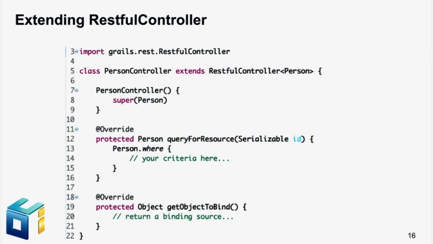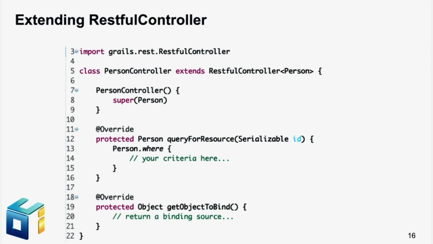So for example, there's a method in RestfulController called queryForResource that accepts a Serializable as an argument. And by default, what that queryForResource method does is it effectively calls Person.get and passes ID as an argument, and whatever's returned from that is returned from queryForResource. But if you want to customize how that's done, you get to do that.